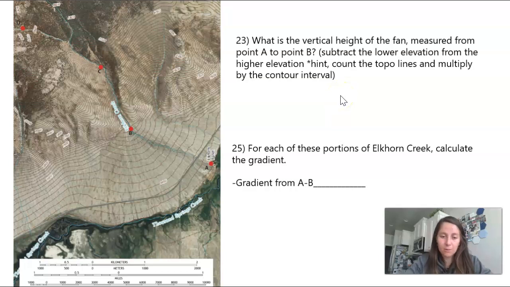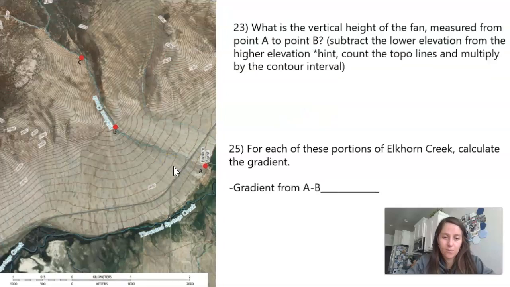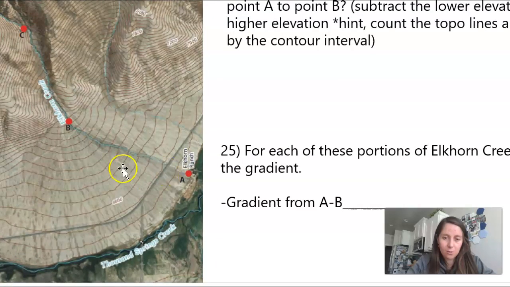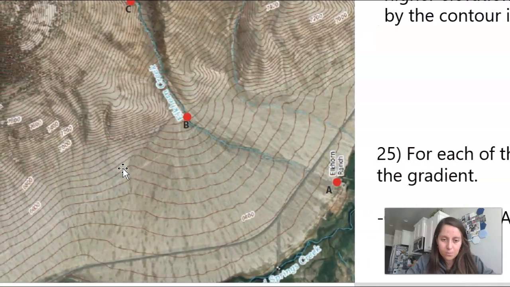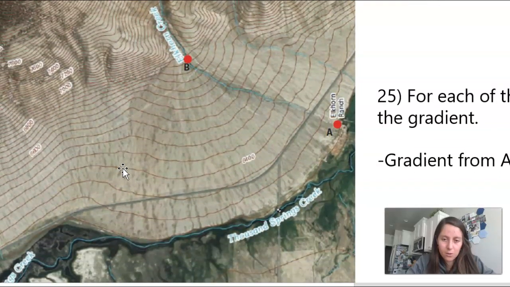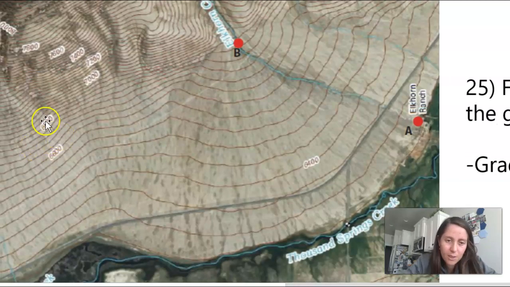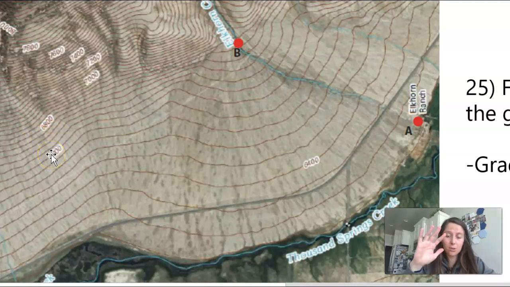Okay, so that means that we need to figure out what the contour interval is, and we need to count the lines. So let's get this a little bit bigger so we know what's up. Okay, so let's start with this. So this contour line right here is 6,800, and then if we count 1, 2, 3, 4, 5, it takes me 5 steps to get to 6,600.